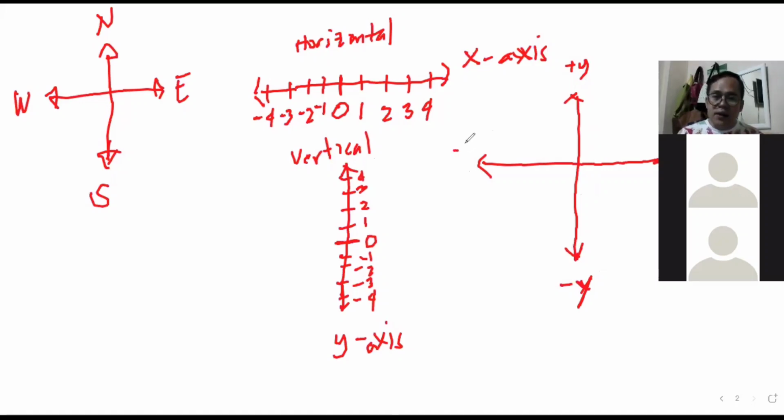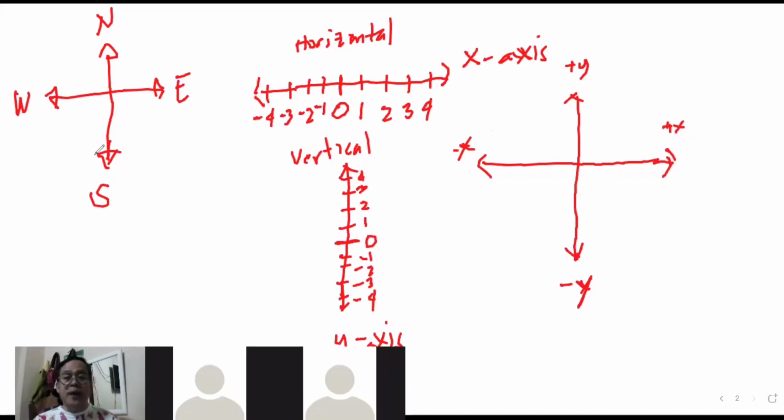And this one is called positive x. And here, this is also called negative x, going to the left. So comparing it, you will see that direction could also be represented by signs.